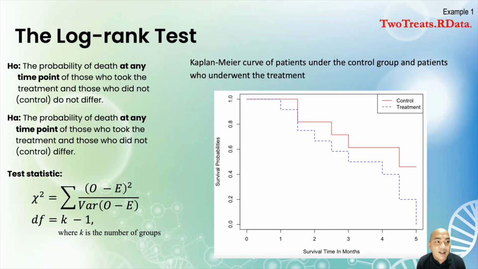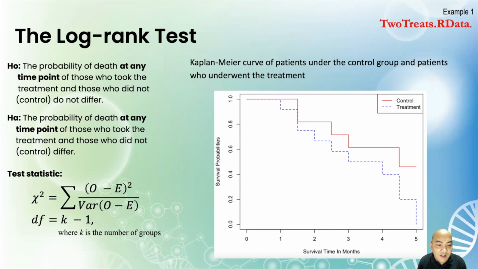Now, the log rank test has the null hypothesis that the probability of death at any time point of those who took the treatment and those who did not, which is the control group, do not differ. And the alternative hypothesis is that the probability of death at any time point of those who took the treatment and those who did not differ. So in other words, under the null hypothesis, the survival is just the same, while the alternative hypothesis indicates that the survival differs.